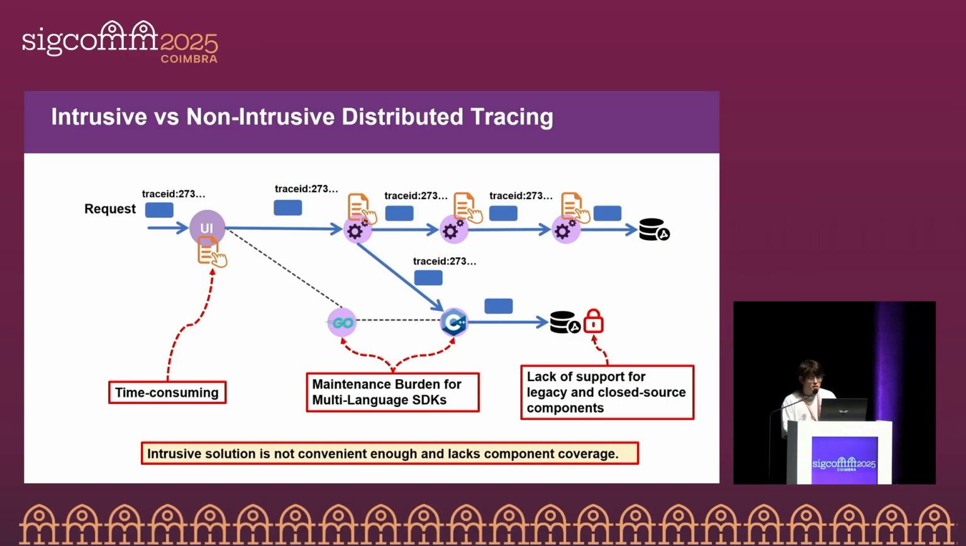But modifying the application code of every component introduces a series of problems. First, modifying the code of dozens to thousands or hundreds of components is time-consuming. Furthermore, operators need to use different SDKs for components written in different languages. This requires repeated development and maintenance efforts. Additionally, they are unable to cover closed source or third-party components that can't be modified.